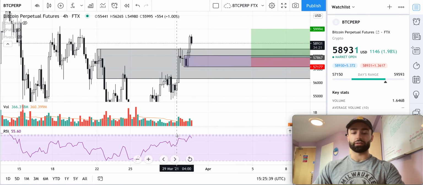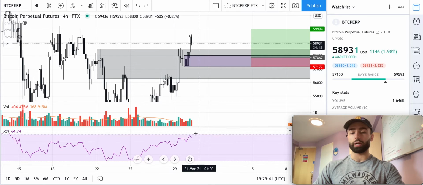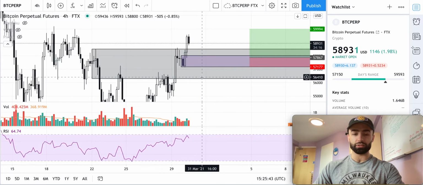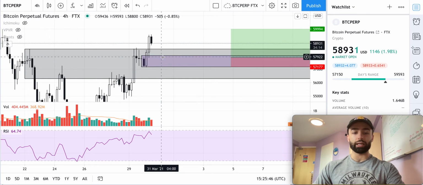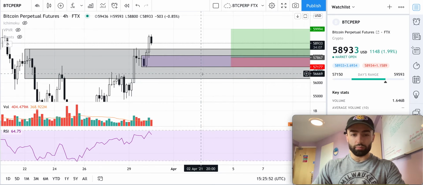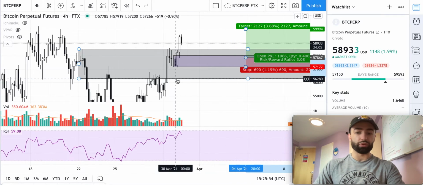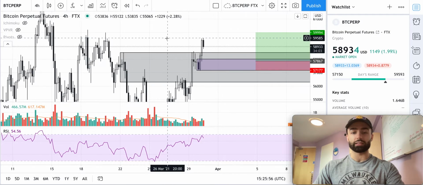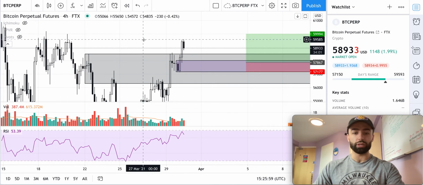Because there's nothing concerning on the RSI, there's no overbought condition or a bearish divergence or anything like that. A pushback into this purple level will be a good, solid, low risk trade with a tight stop loss of barely over 1%, which is crazy that it's that tight, but that is where the stop loss would be.